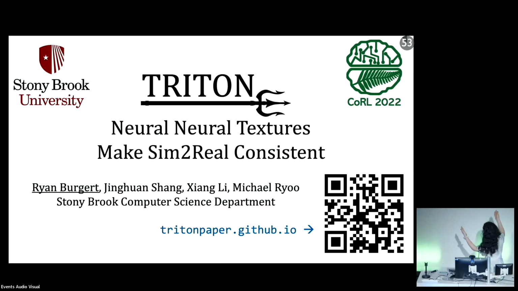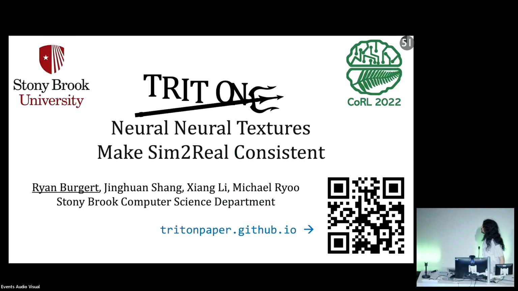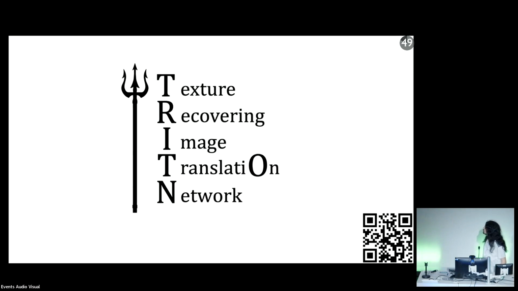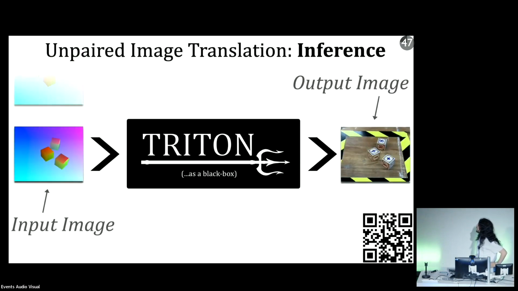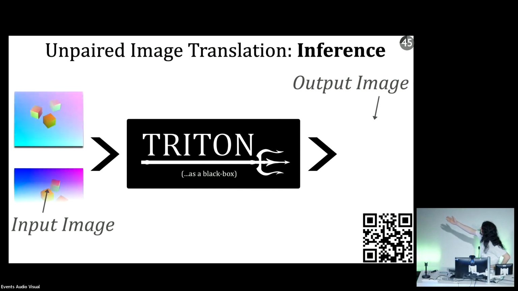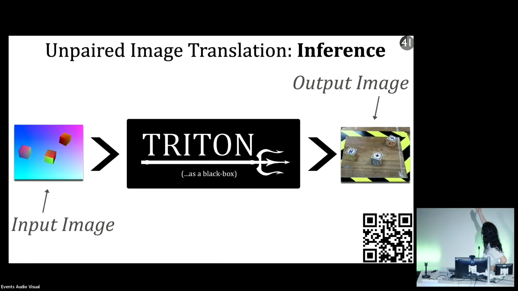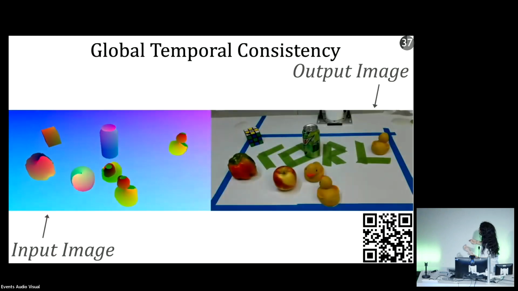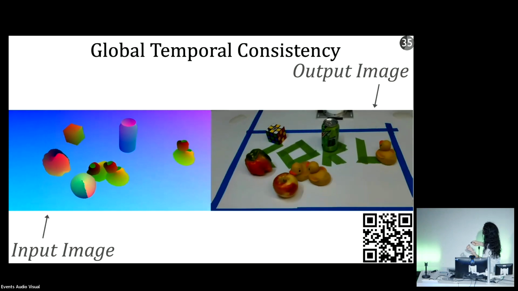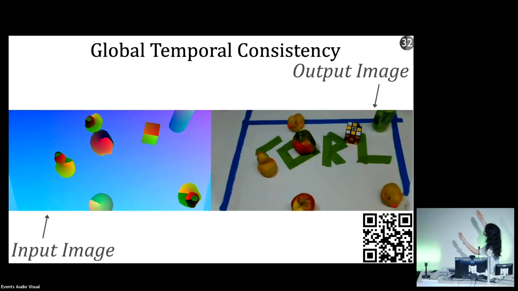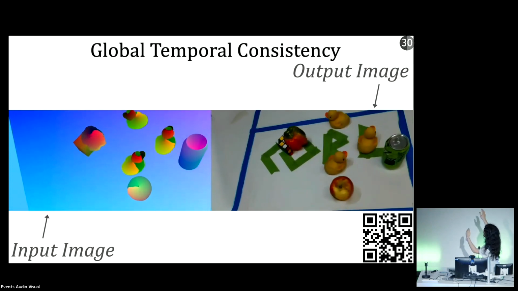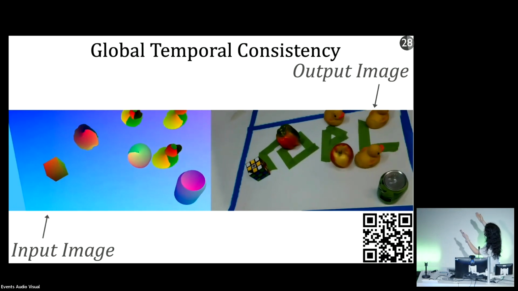This is our presentation, Triton, and it's a photographic sim-to-real algorithm. Triton stands for Texture Recovering Image Translation Network, and as a black box, it will take in simulated images like you see on the left and return photographic images like you see on the right. Now, what makes Triton special is that it's temporally consistent over global timescales. So you can see this animation over here. It was actually trained with a single camera view, but everything can move. You see shadows and reflections.